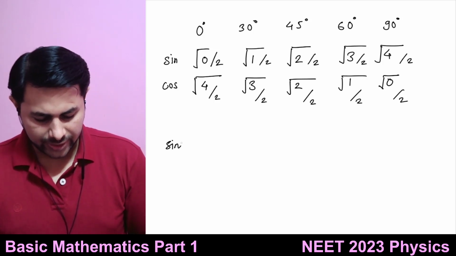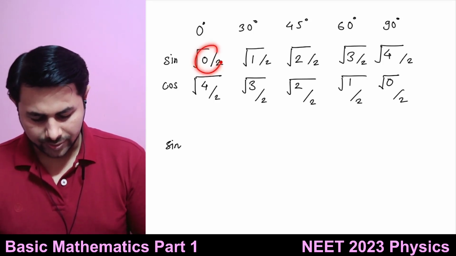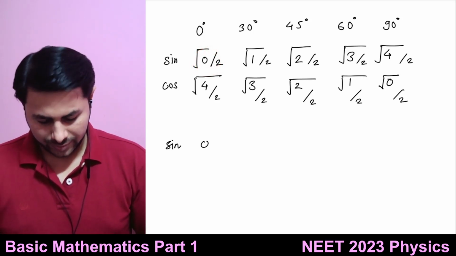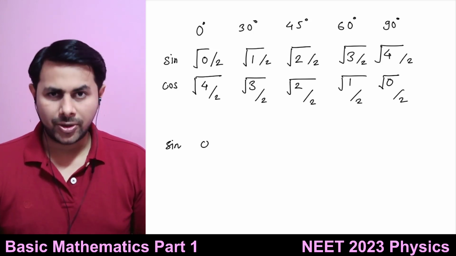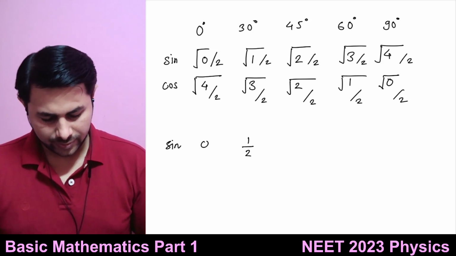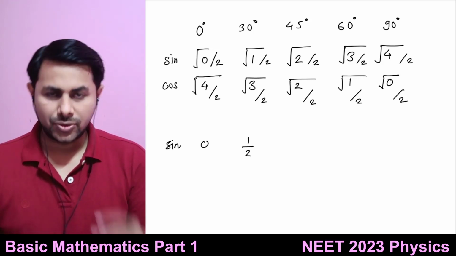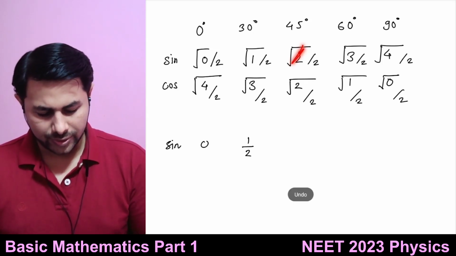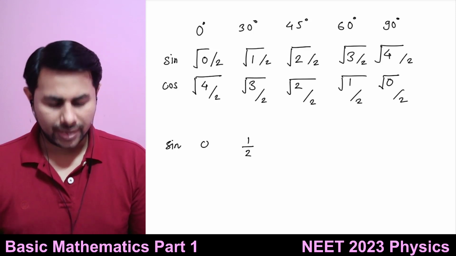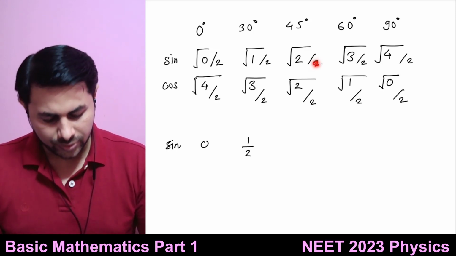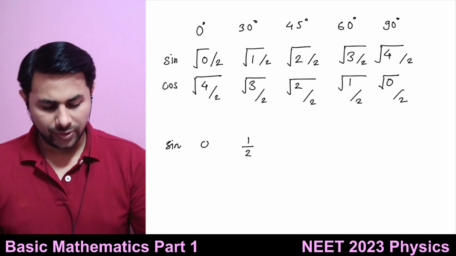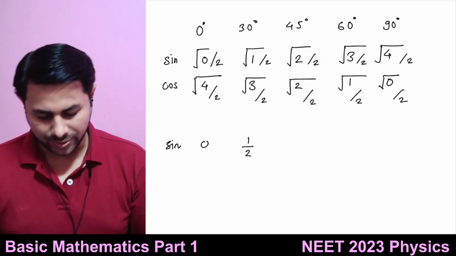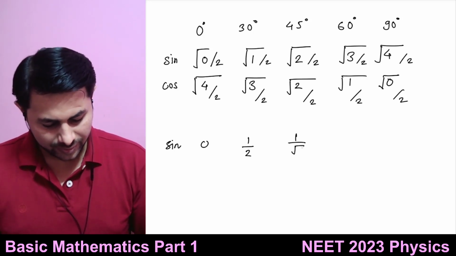Now once again I will write sine. Sine of 0 is the square root of 0 upon 2, it's 0. Sine 30, square root of 1 upon 2, so it's 1 by 2. Then sine of 45 is root 2 divided by 2. If you write this 2 in the denominator as root 2 times root 2 and cancel out one root 2 with the root 2 in the numerator, you will get 1 upon root 2, right?